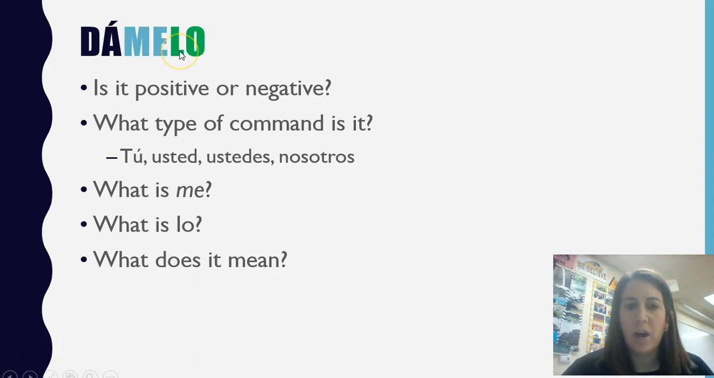So if we've got two pronouns, then that IOP is going to come first, followed by that DOP, dámelo. And again, notice we still have a written accent there. Got it? Good.